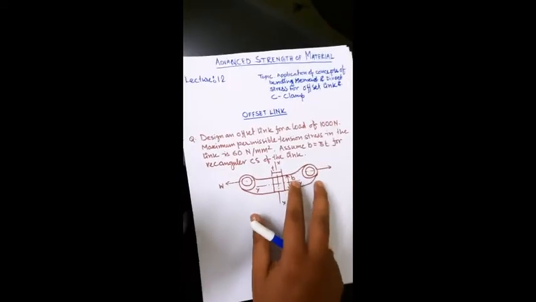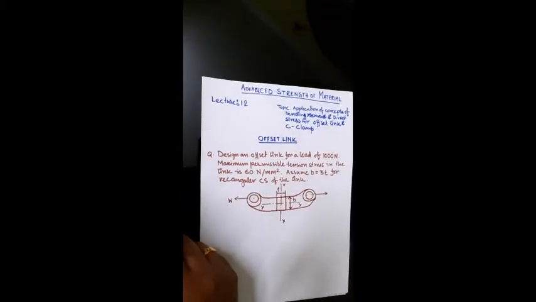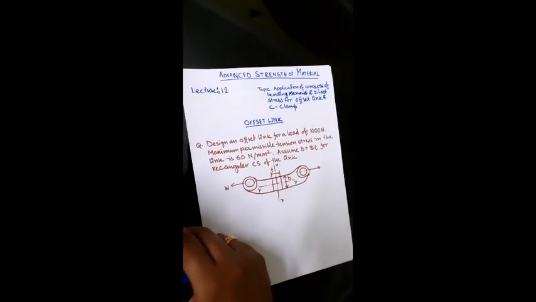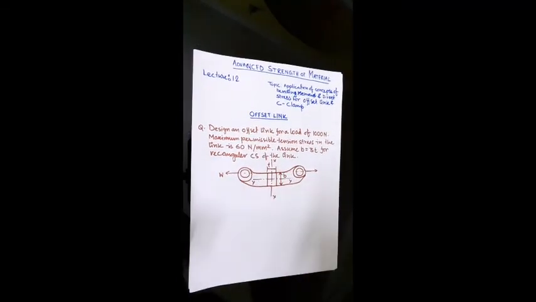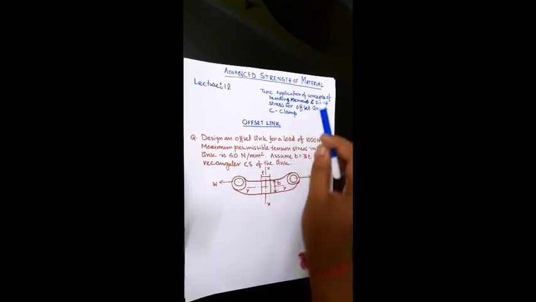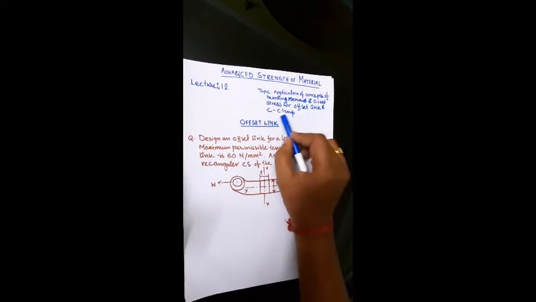Hello and welcome to the course of Advanced Strength of Material. Here in this course we will be talking about application of concepts of bending and direct stress. That means combination of bending and direct stress. That thing we will know in this lecture. And this lecture is about two machine part elements such as offset link and C clamp.